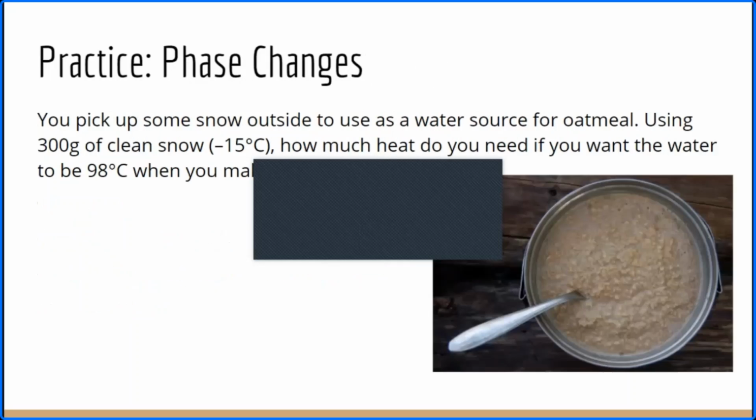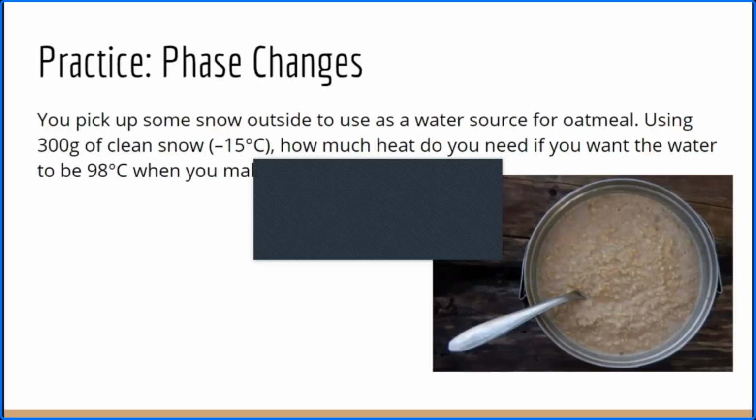And lastly, I did want to also go over a phase change problem to kind of go over and help understand what was meant by the energy needed to put in to complete a phase change without a change in temperature. And so what we have here is, it says, we pick up some snow outside to use as a water source for oatmeal. Using 300 grams of clean snow at negative 15 degrees Celsius, how much heat do you need if you want the water to be 98 degrees Celsius when you make the oatmeal?